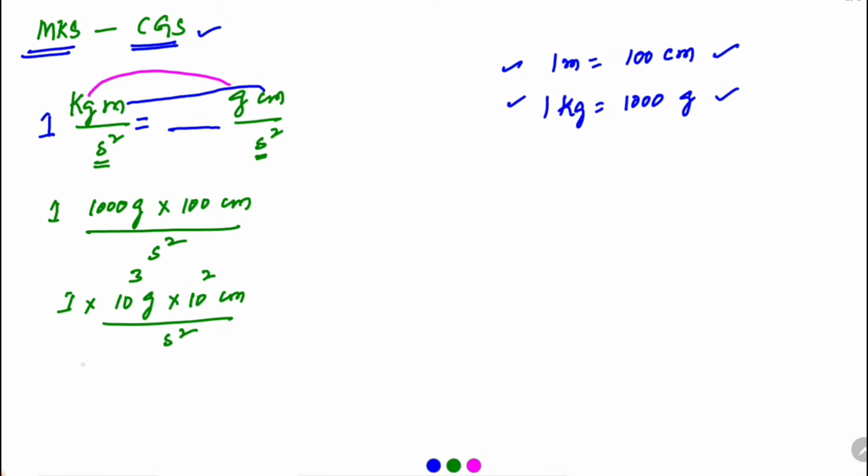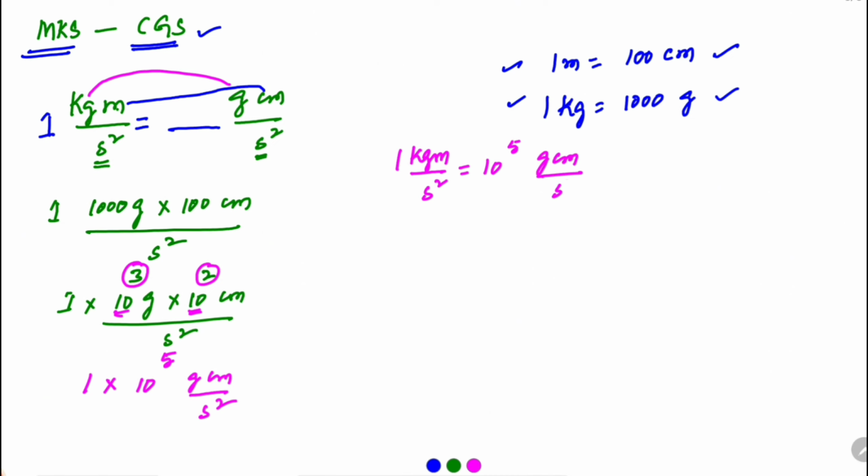In mathematics you might have learned that when bases are equal, powers are to be added. Clear? So this 3 and 2 can be added and you can finally write 1 into 10 power 5 gram centimeter by second square. Understood? Therefore, 1 kilogram meter by second square is equal to how much, children? 10 to the power 5 gram centimeter by second square.